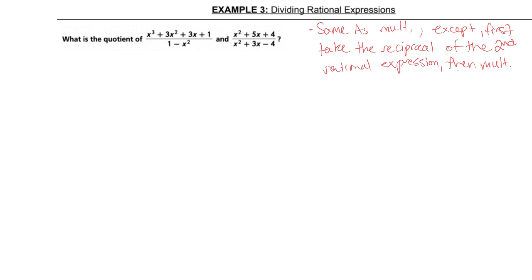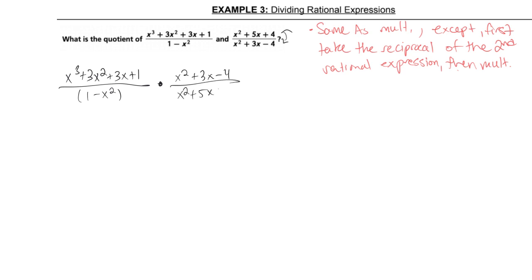All right, so x cubed plus 3x squared plus 3x plus 1 over 1 minus x squared times, and then flip these, right? So we get x squared plus 3x minus 4 over x squared plus 5x plus 4. Okay, and now we're going to have to factor them out.